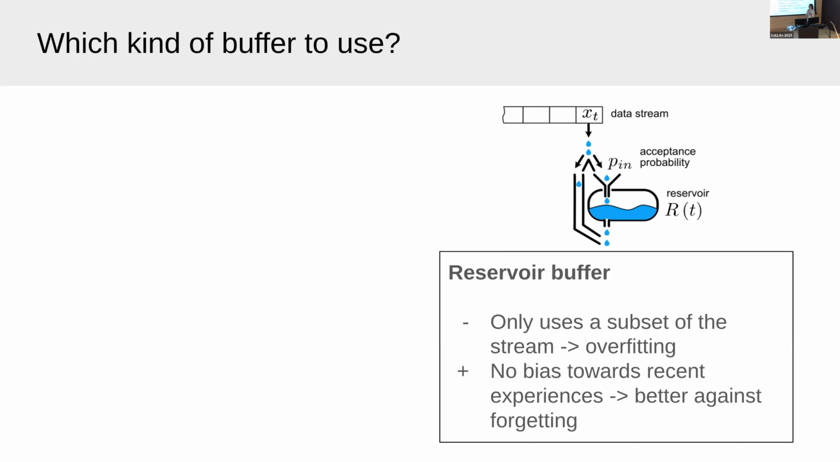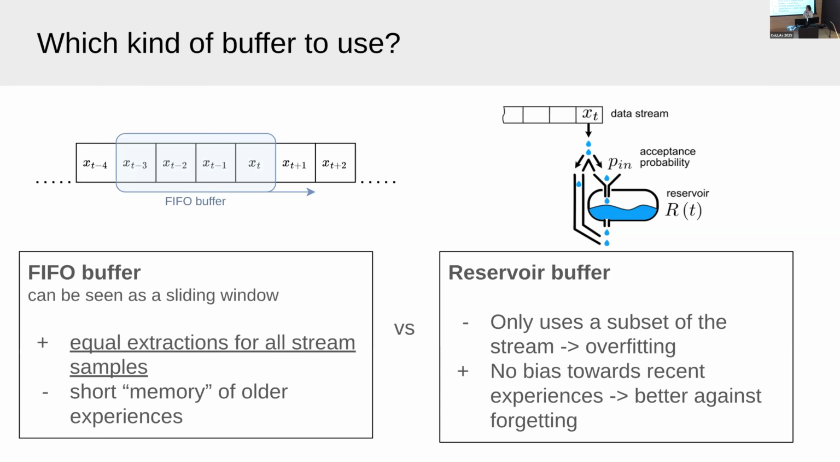So while it is good at preventing forgetting, it's not very good for plasticity, because at the end of the day, the longer the training goes on, the lower the probability that the samples inserted in the buffer are replaced with newer ones. We compared it with a FIFO buffer, which can be seen just as a sliding window on the stream. And of course, it's not very good at preventing forgetting because it has a very short memory, but it can grant equal extraction for all stream samples.